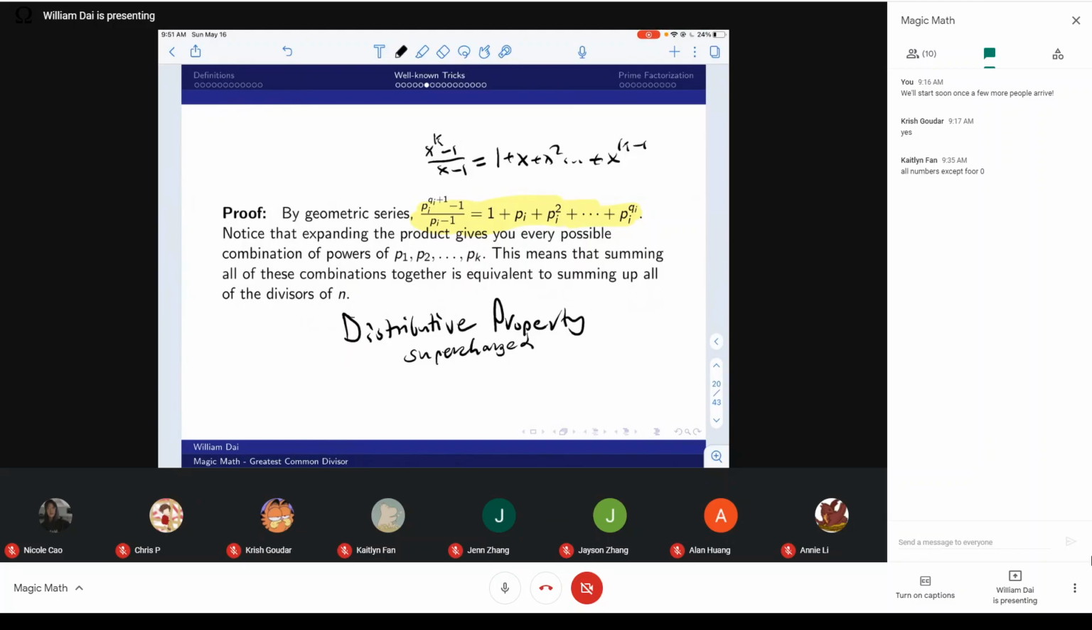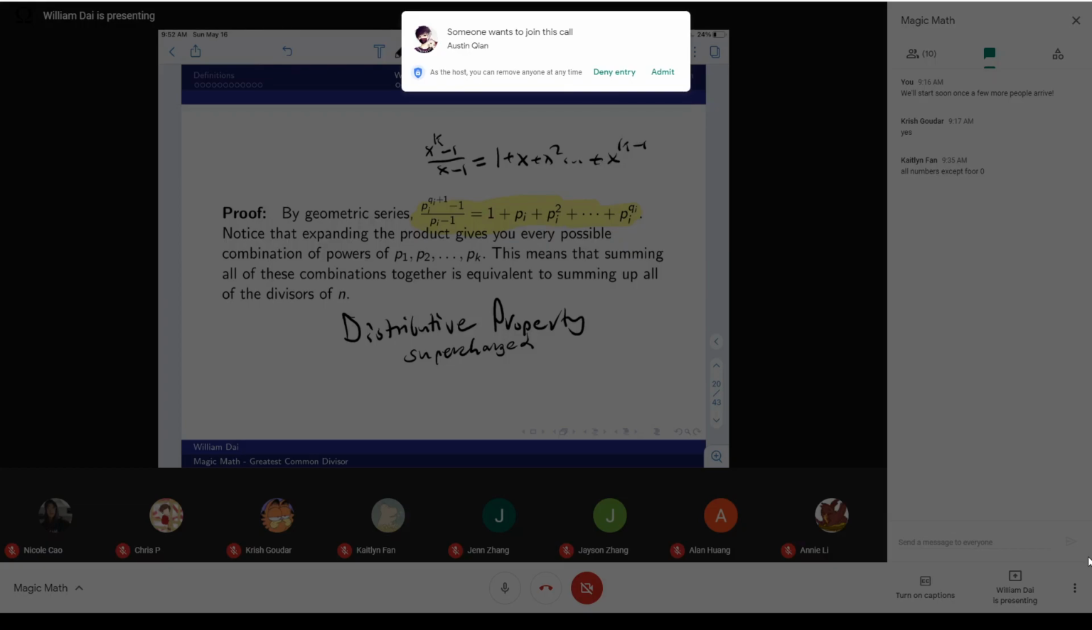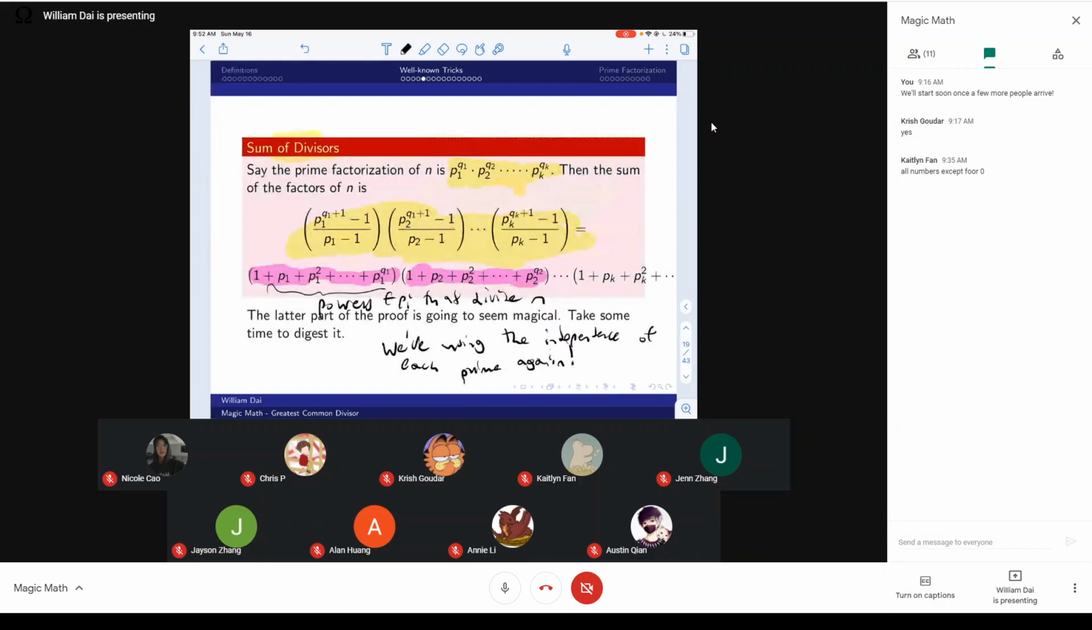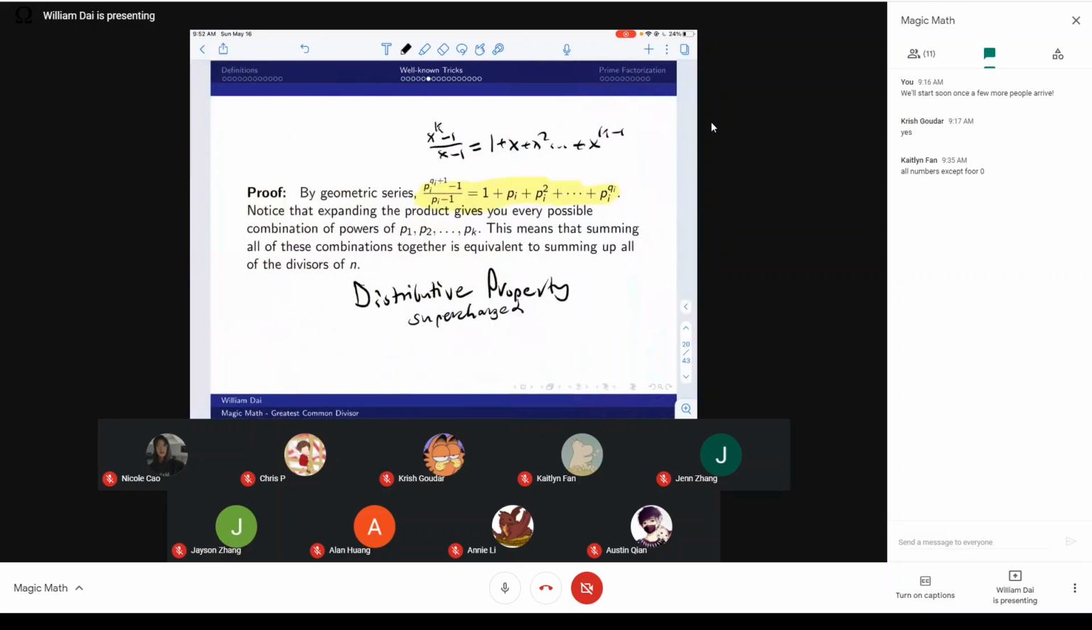Okay, does that make sense? Does anyone have any questions about the proof here? If not, we're going to just move on. This is a very important formula in competition math, because it's really useful and it comes up often.